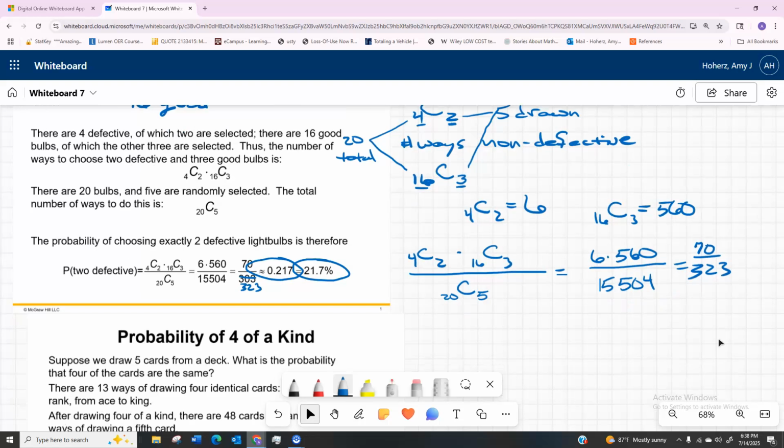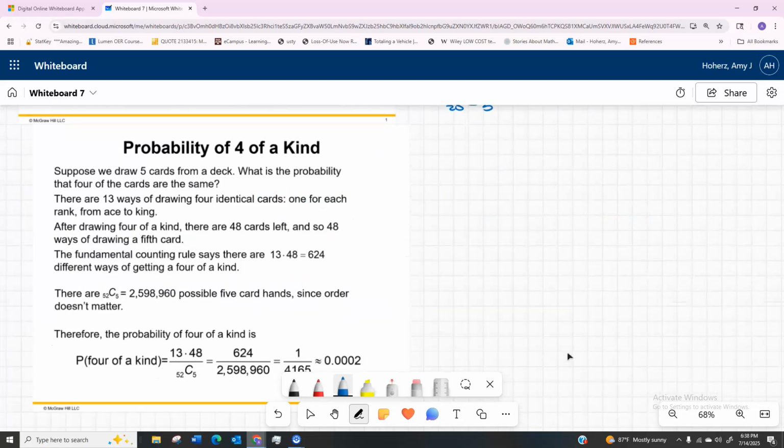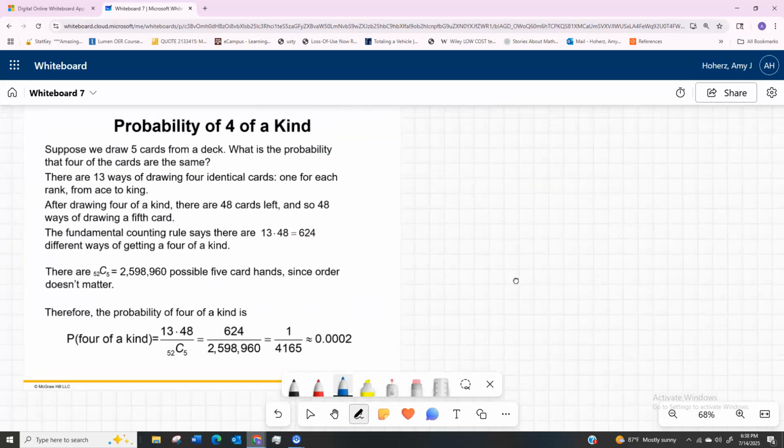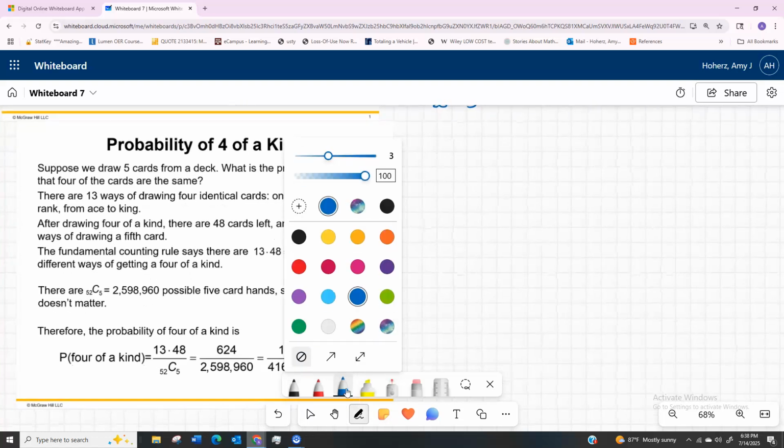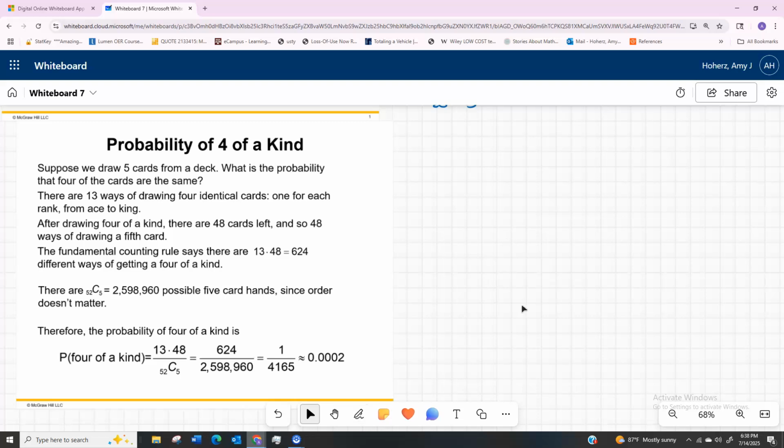Okay, so we think we have one more slide. Yes, we do. And we're going to look at the probability of getting a 4 of a kind. So suppose we draw 5 cards from a deck. We're just talking about a regular deck of cards. Again, if it helps you to have an image of a deck of cards up while you're doing cards problems, please do that. I would always provide it to you on the exam.